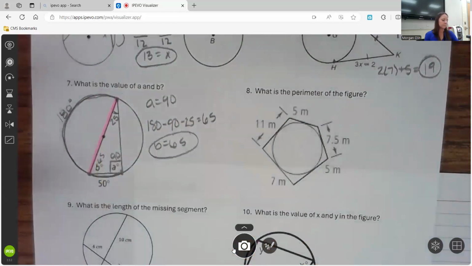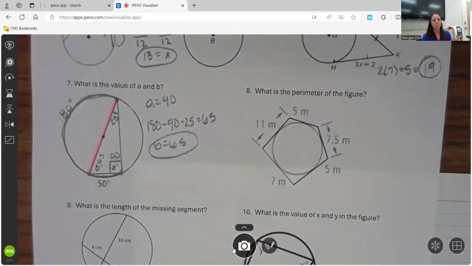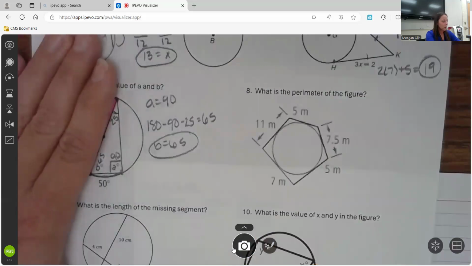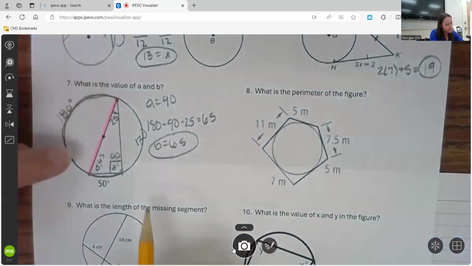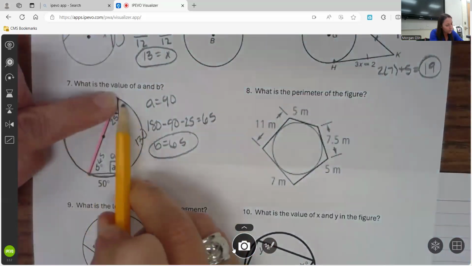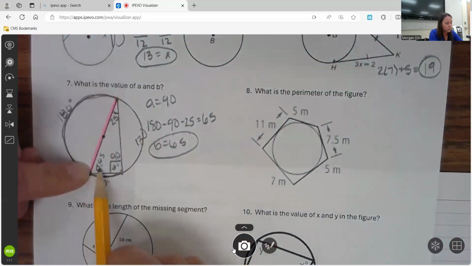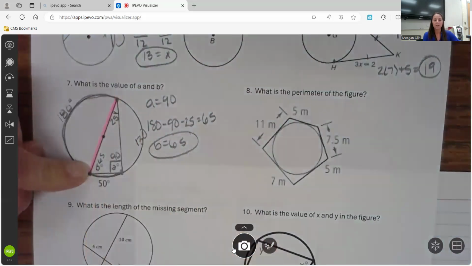Now you may be able to go about it another way because here, if that's 180, this is 180. Okay, so 180 minus 50 gives us 130. So B is an inscribed angle of 130. And if you just take half, you get B, which is half of 130 is 65.